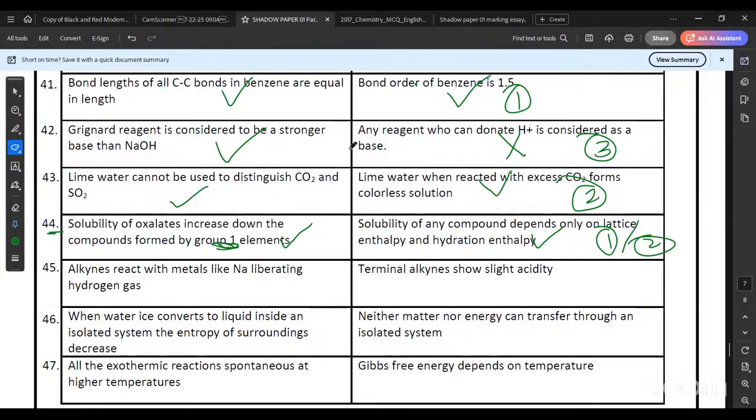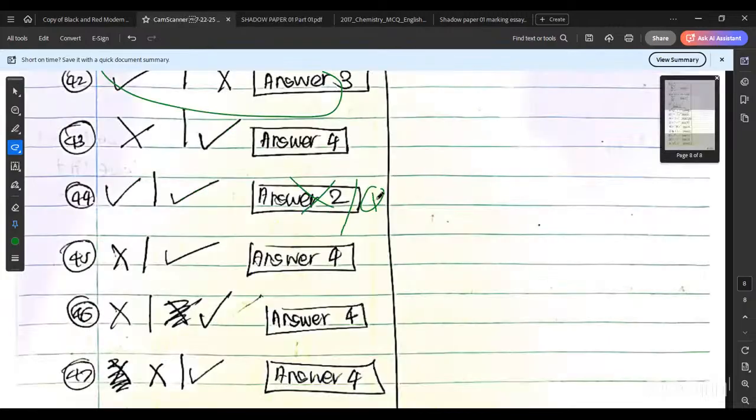So the most probable answer for this question is 1, not 2, right? If the marking panel is very good you might get 2 also, both 1 and 2. That's hard to judge. Still, you have to take one. It's fine to remove 2. If you have put 2, just mark it as wrong and put answer number 1 as correct.